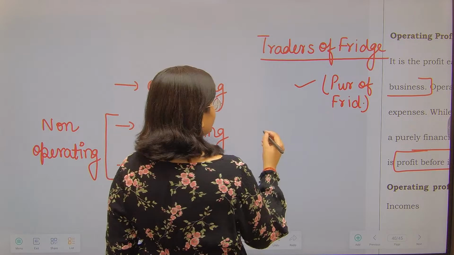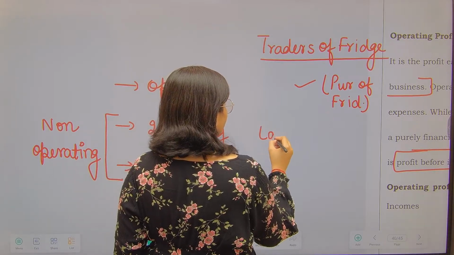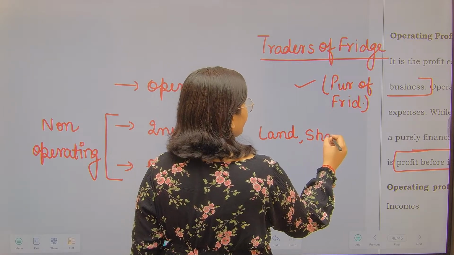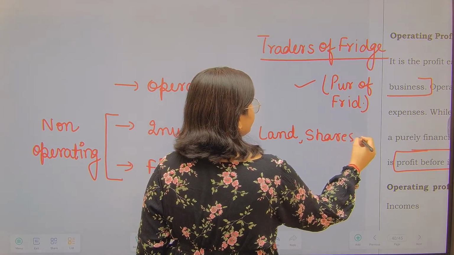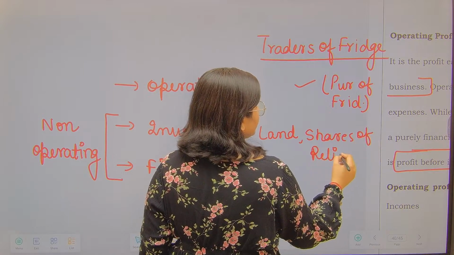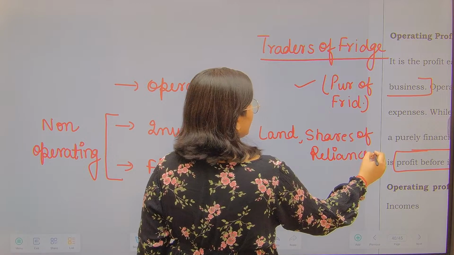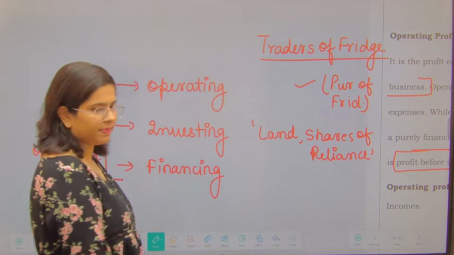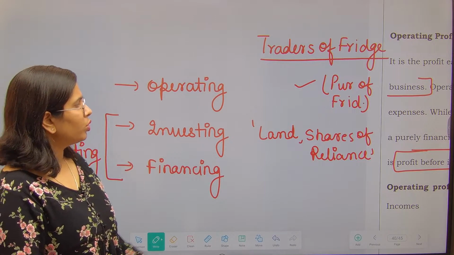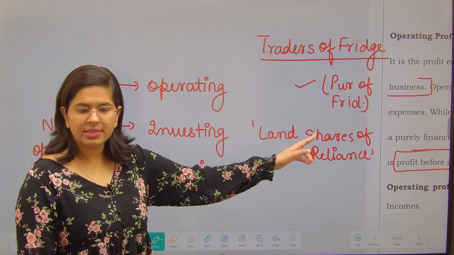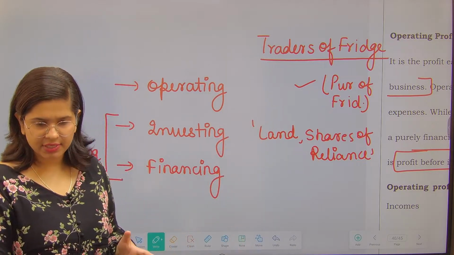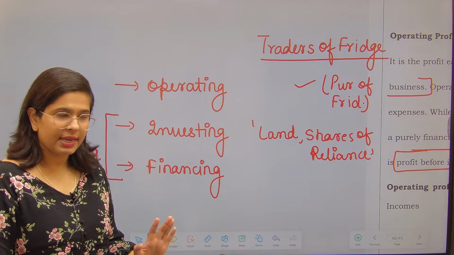Now, if you have purchased land or shares of Reliance, अगर आपने लैंड परचेज की है, रिलायंस के शेयर्स परचेज किए हैं, these are your investing activities. Any amount of dividend income that I will be receiving on these shares will be called my investing activity, right? ये operating activity नहीं है.